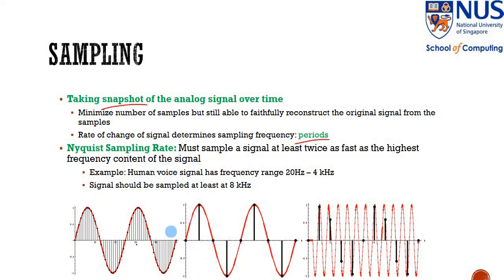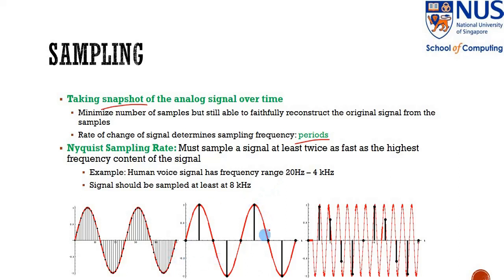If you look at these three pictures here, you can see that if I take many samples and connect back the dots, I can reconstruct the original signal or something very close to it. Whereas if I take dots that are very far apart, I lose a lot of information in between and may not be able to reconstruct it as close to how it was originally.